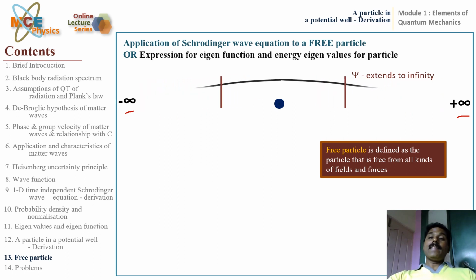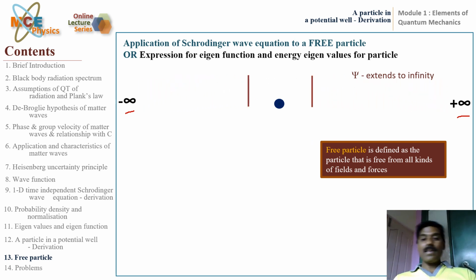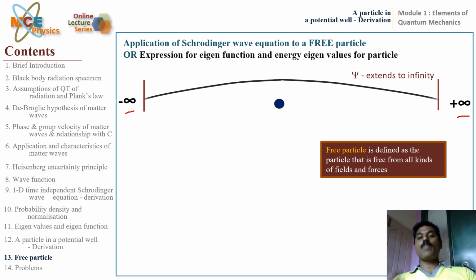If there is such a particle, then you cannot say that the particle is having certain boundaries. In the previous problem, we had taken the boundary conditions: at x equal to 0, psi was 0, and at x equal to a, psi was 0. But how can I define such boundary conditions for a free particle? It is impossible, because the boundaries do not exist.